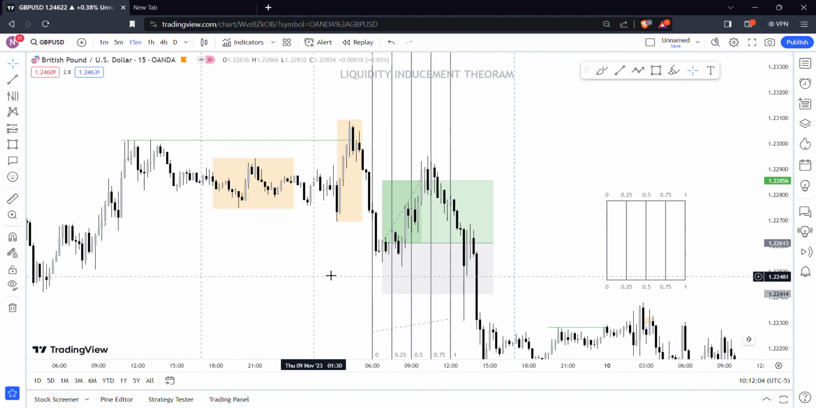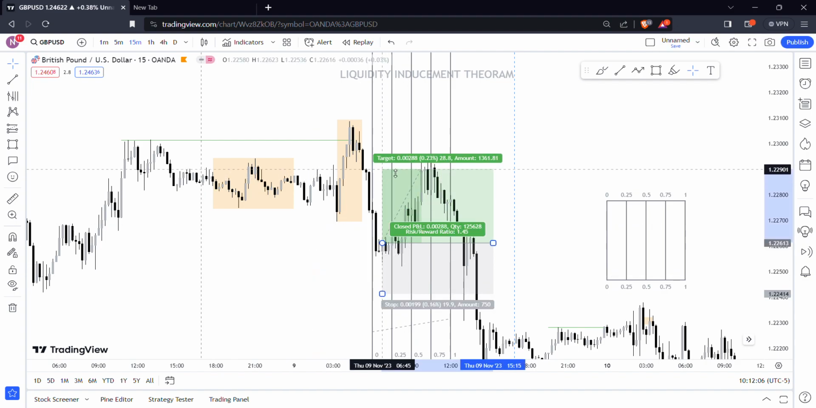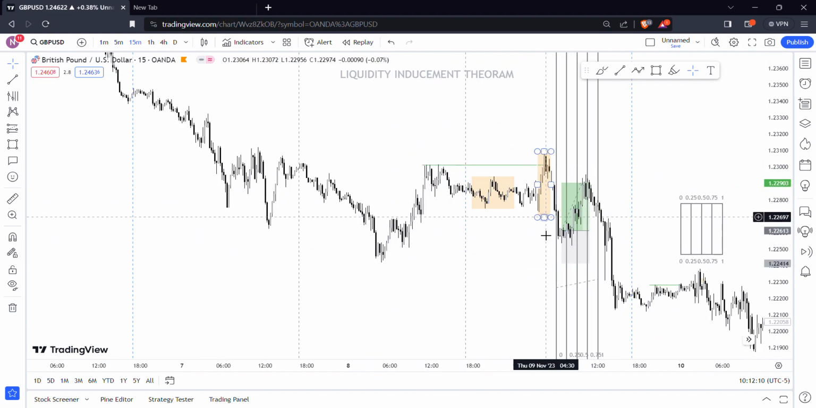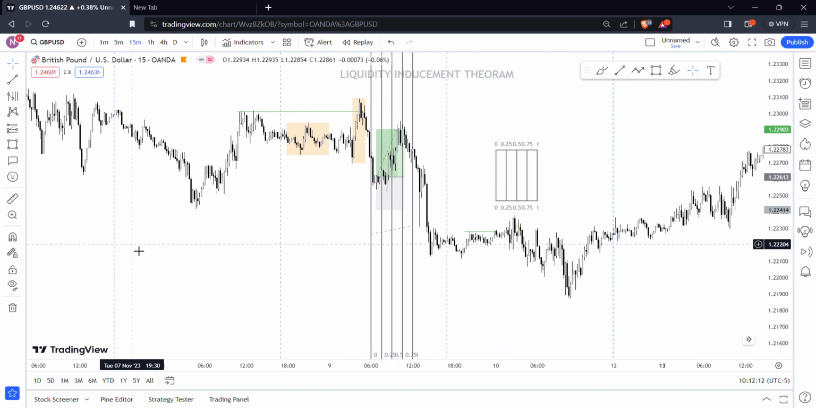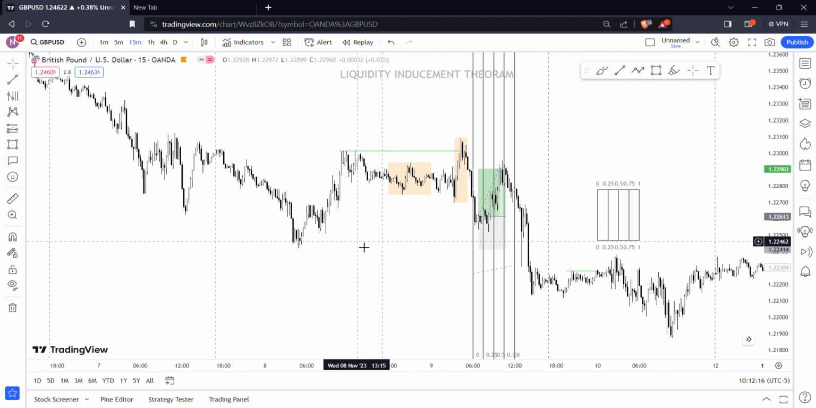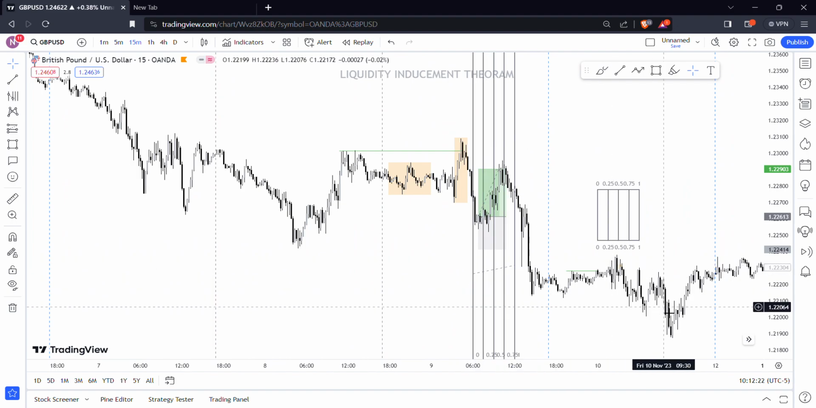To be safe, your stop losses can be used to stay safe. Target this imbalance. This is how you can trade the markets with the time and price theory. Your accuracy will be 90 to 95% because we are using both the high probability price zones and the high probability time zones.